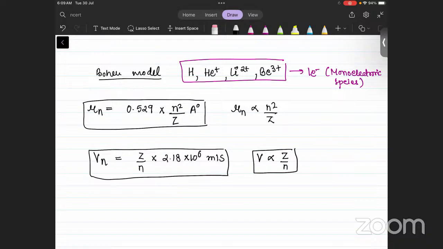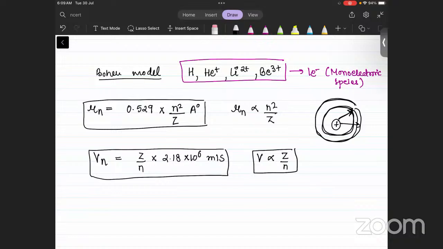Now in the exam, you may forget whether n was in the denominator or in the numerator. How you can remember is a simple logic. As the value of n increases, the radius will increase. For the first orbit, the radius will be this much; for the second orbit, it will be this much. So as I am increasing the value of n, the radius is also increasing.